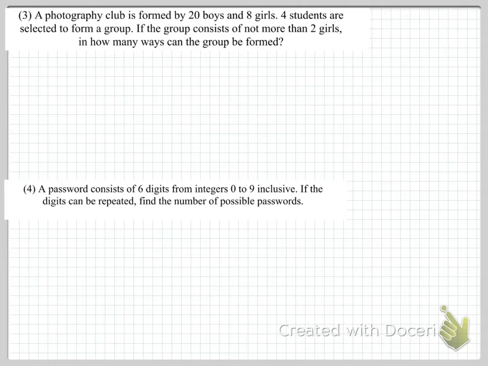Now we have question number 3. There are 20 boys and 8 girls. 4 students are chosen if it consists of no more than 2 girls. So once again, you have to decipher the meaning of no more than 2 girls. What does that mean? It can be 2 girls, 1 girl, or maybe no girl. Not more than 2 girls means there are 3 cases.